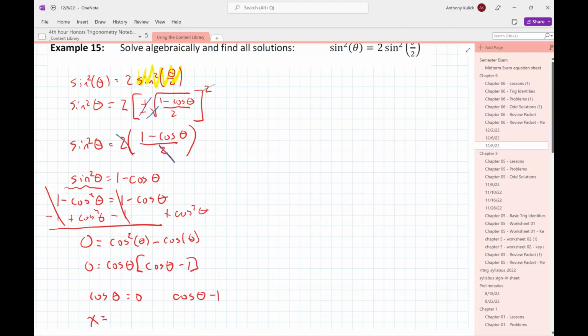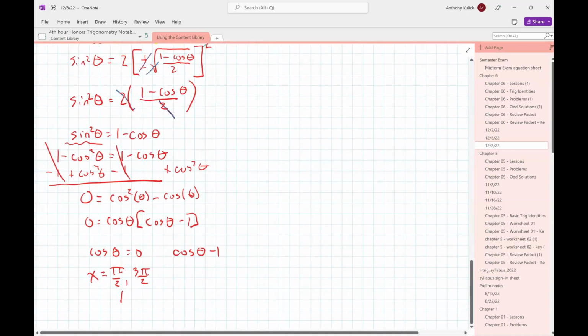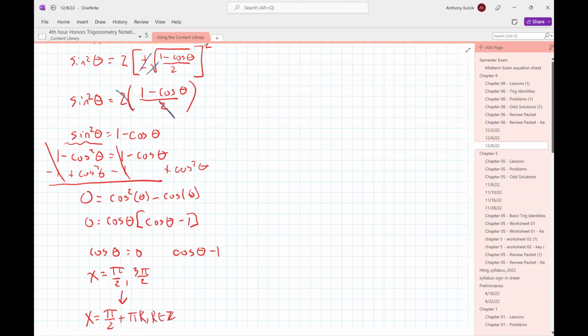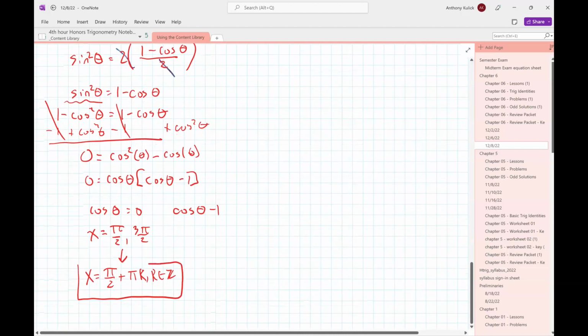Cosine is equal to 0 at pi over 2 and 3 pi over 2. But it's asking to find all solutions. So I could take each of those and add 2 pi k to them. Or I notice that pi over 2 is 1 pi away from 3 pi over 2. So I could combine those two solutions, and instead of writing them separately plus 2 pi k, I could write just one of them plus 1 pi k. And I will do the other piece.